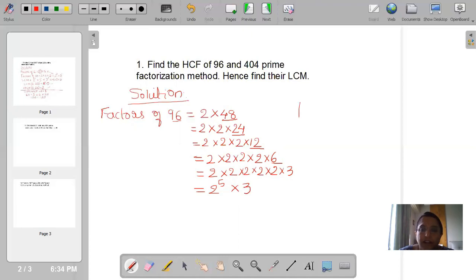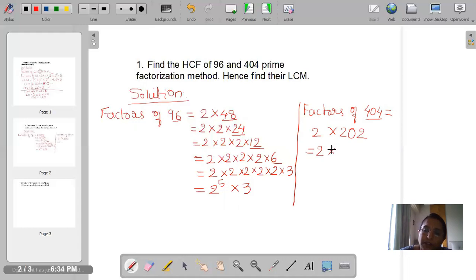Now here we'll take the factors of 404. Factors of 404 is equal to, first I'll take 2. 2 2s are 4, 2 0s are 0, again this is divisible by 2. 2 you take 101. So 2 raised to 2 into 101. Now we found the factors. Then we'll find out the HCF.